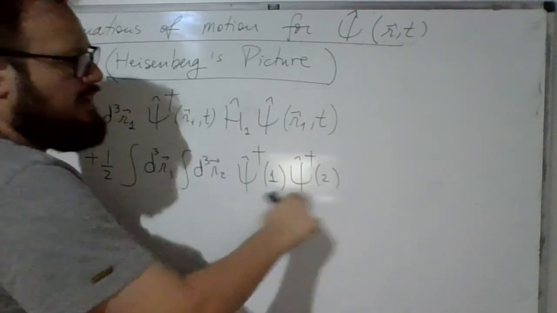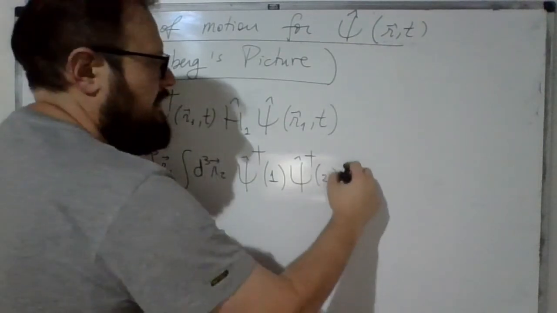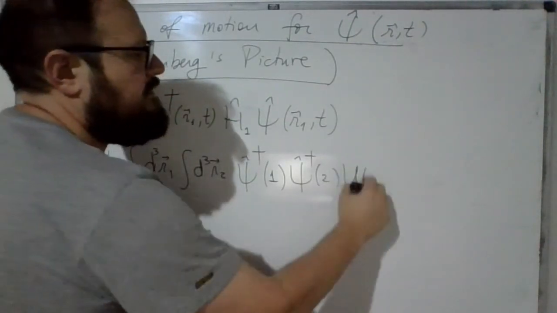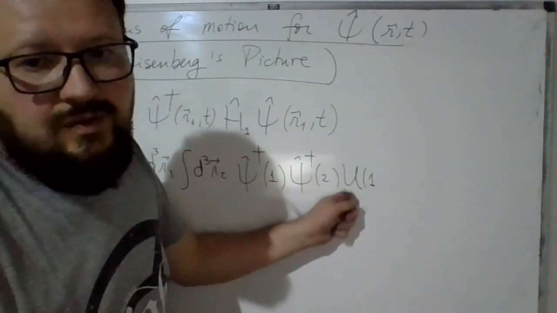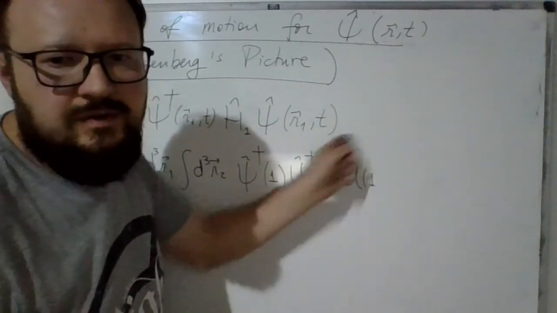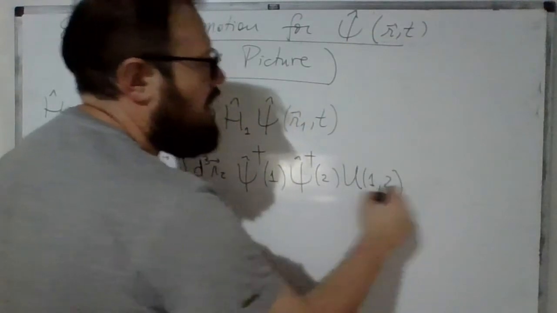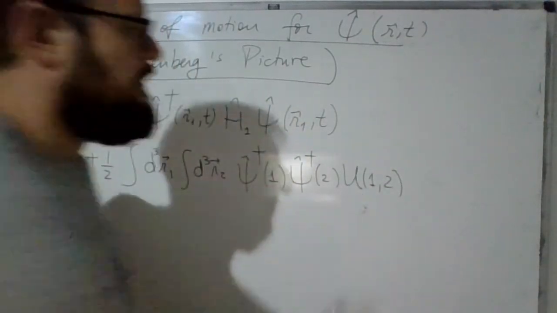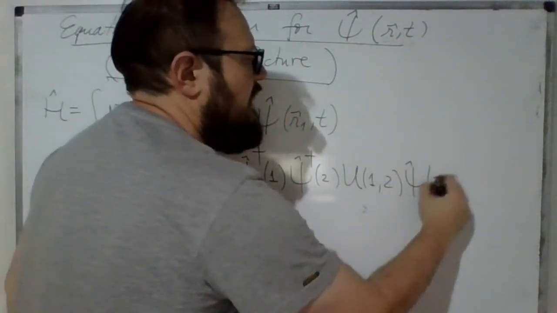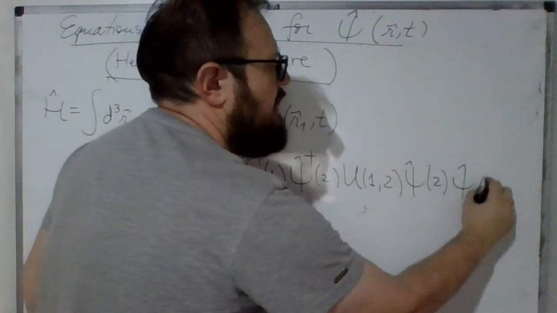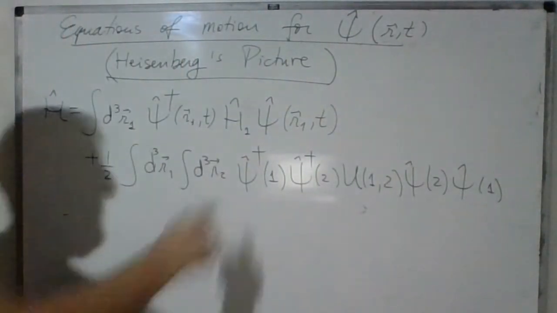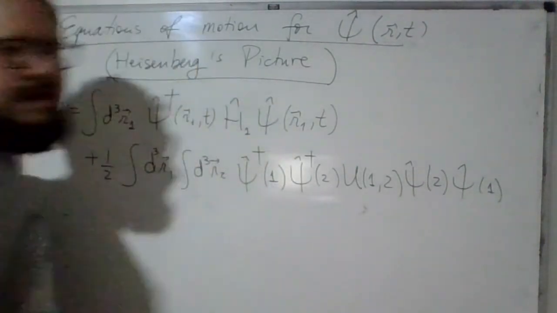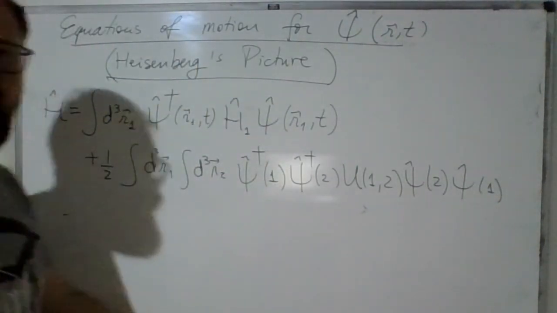Psi dagger of 1, psi dagger of 2, a second order interaction, so I will use the letter U here, the capital U. It depends on r1 and r2, then psi of 2, psi of 1, coordinates 1 and 2. So 1, 2, 2, 1. Okay, this is what we need to do.